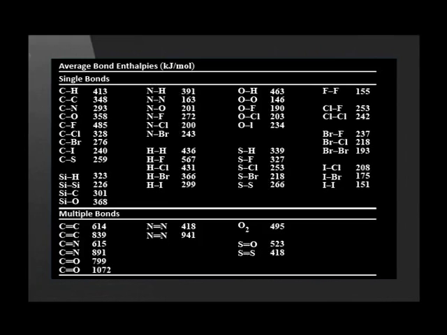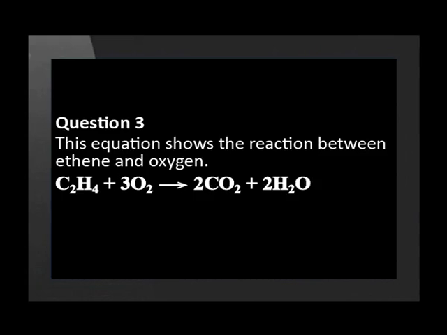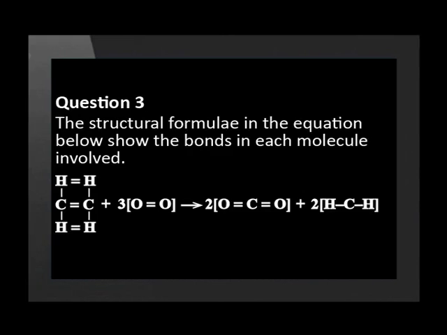Now we have a question on how to calculate the heat of reaction by making use of the bond energies. Please take note that a table of bond energy values is given to you in the series guide. This equation shows the reaction between ethene and oxygen. C2H4 reacts with 3 moles of O2 to form 2 moles of CO2 and 2 moles of H2O. The structural formulae show the bonds in each molecule involved.